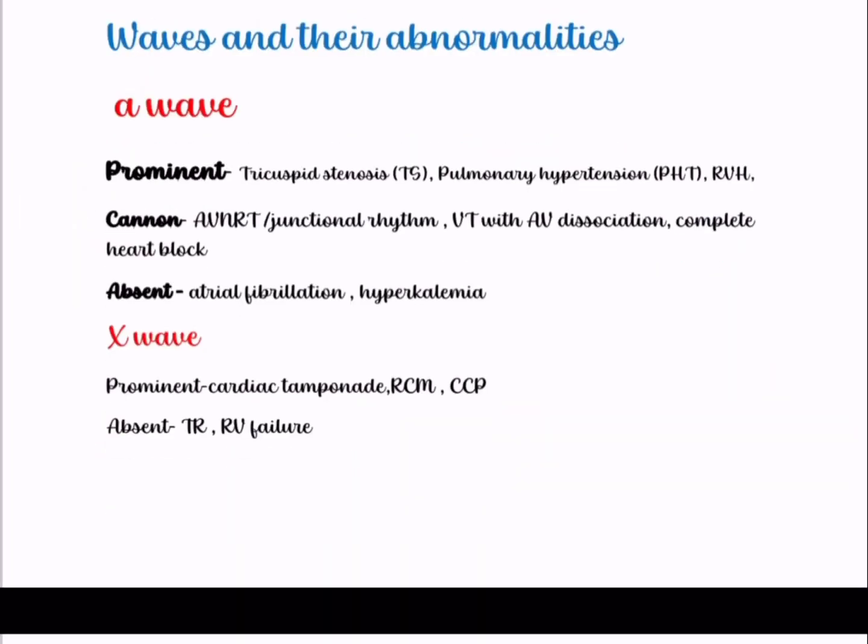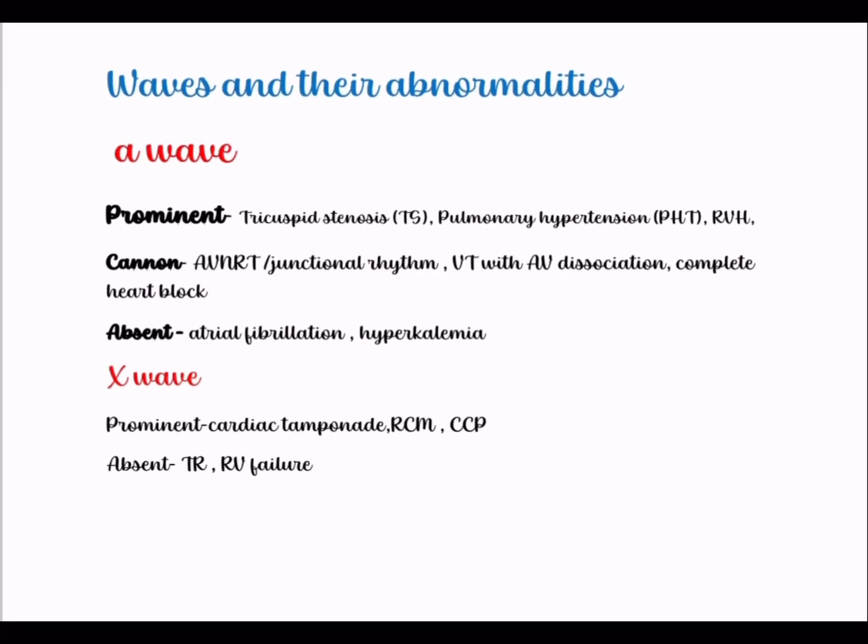Coming on to the waves and abnormalities, first A wave, which is prominent in the case of tricuspid stenosis, pulmonary hypertension, and right ventricular hypertrophy. Giant wave, which is known as Cannon wave, will be seen in AVNRT, junctional rhythm, ventricular tachycardia, AV dissociation, complete heart block. A wave is absent in the case of atrial fibrillation and hyperkalemia.